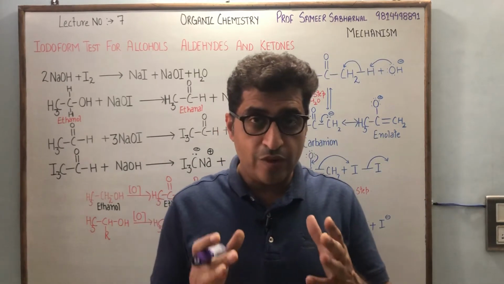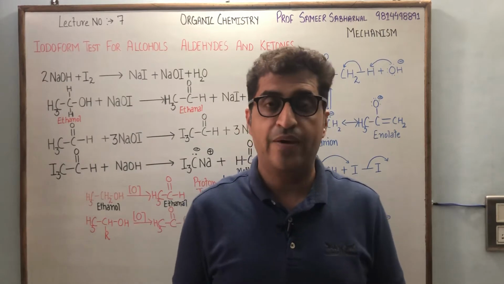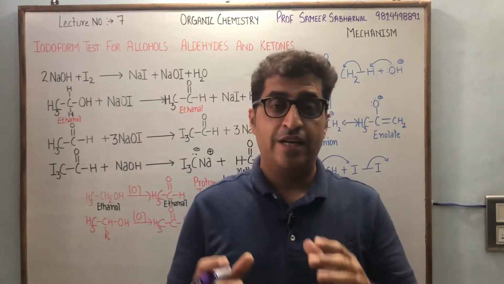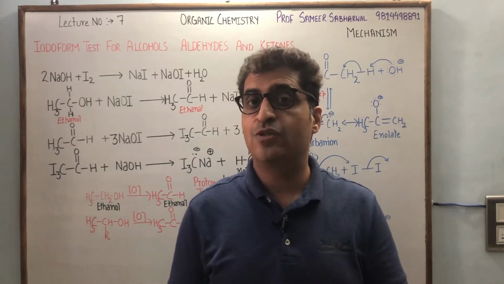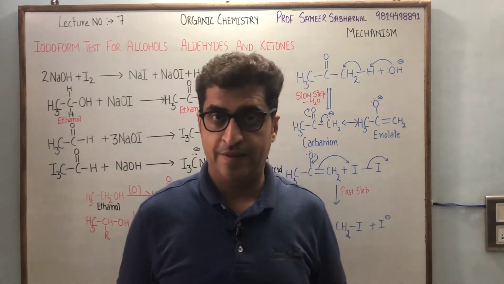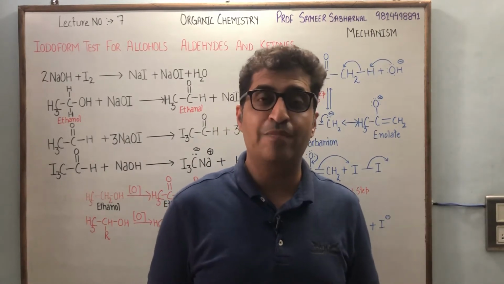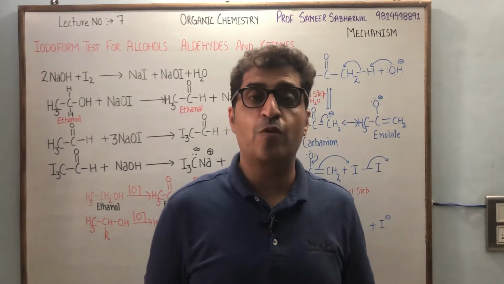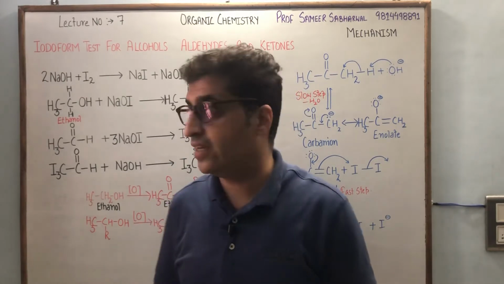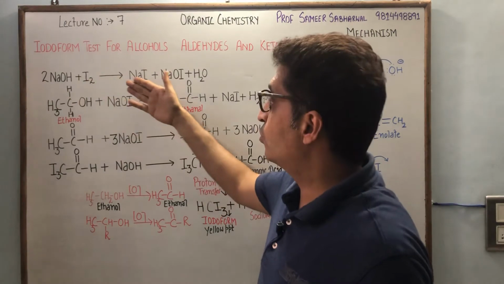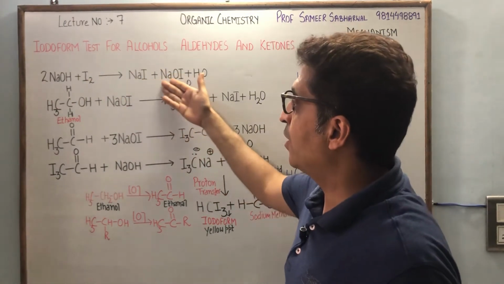When we treat sodium hydroxide with iodine, this is an inorganic reaction. It gives sodium iodide and sodium hypoiodide. And this is a very beautiful example of a disproportionation reaction. You can see sodium hydroxide reacts with iodine to give us sodium iodide and sodium hypoiodide plus water.